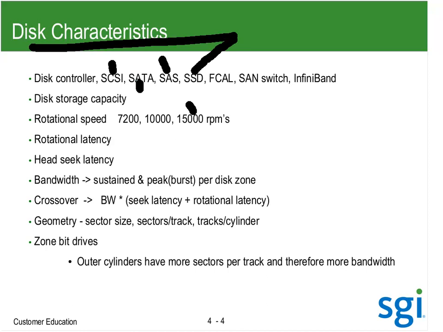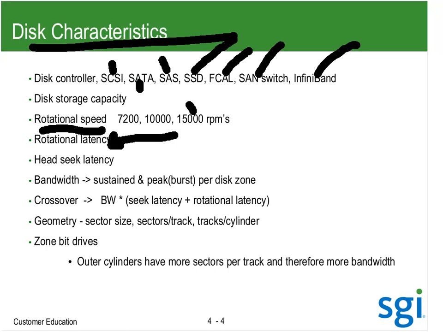And again, some of our devices might be on a fiber channel, might be on a SAN switch, or might be off on InfiniBand. The rotational speed is going to determine my rotational latency. How long does it take to get to a particular track or sector of a track? And again, when I am in a lots-of-little-I/O-operations situation, I really want to tune for latency. If I'm in a video market, large sequential, then I want to tune for bandwidth.